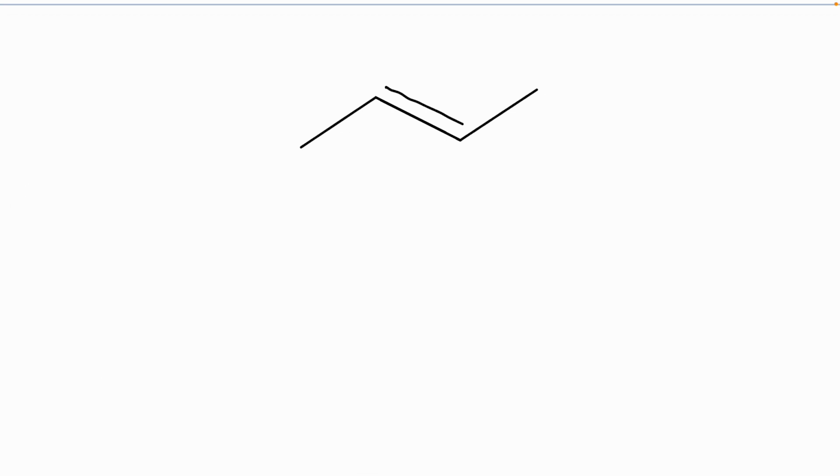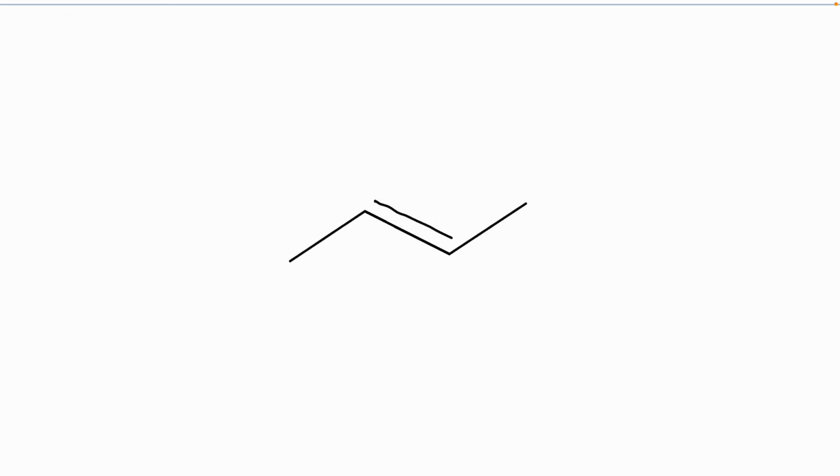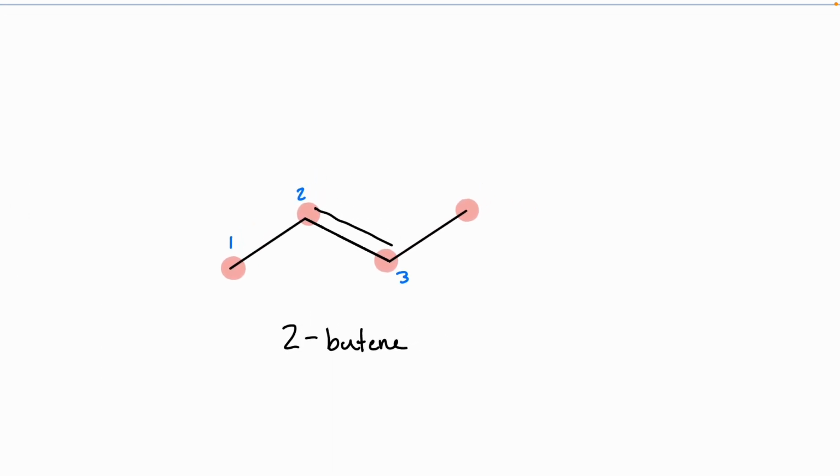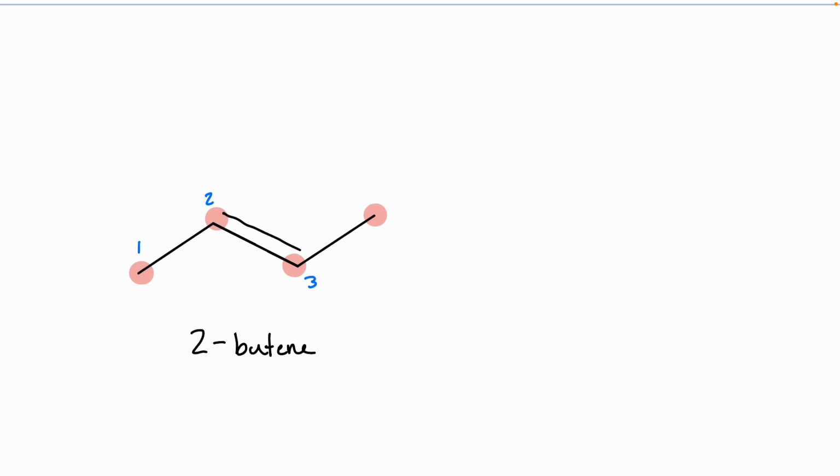All right, so this molecule here, finding my parent chain, 1, 2, 3, 4 carbons. Really doesn't matter which way we number it. Our double bond is always going to be between carbons 2 and 3. So this would be 2-butene. All right, but the problem is I'm not quite done here. You see, because I can draw another molecule that's really similar. This would also be 2-butene.